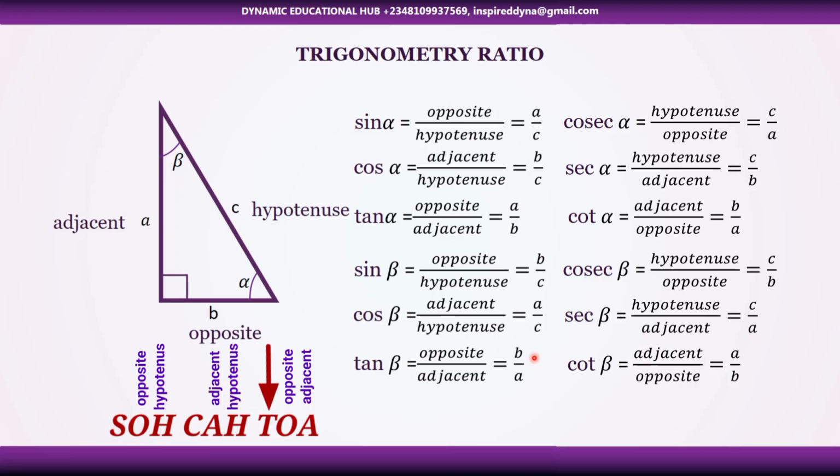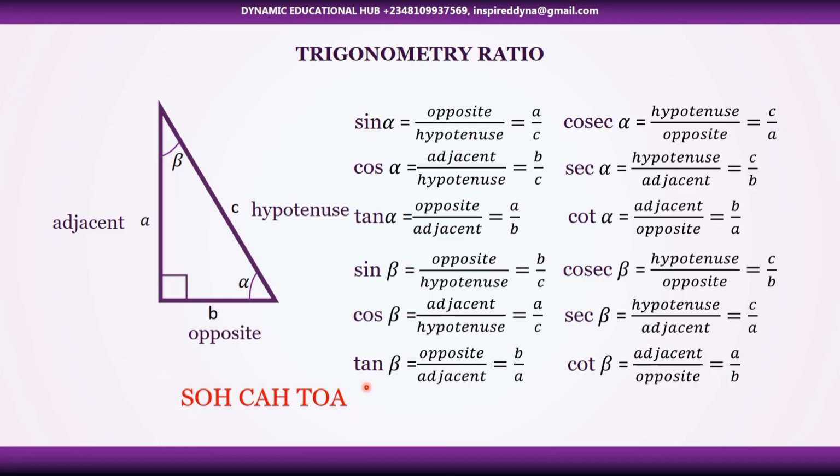And TOA, which means tan, and tan is opposite over adjacent. Now there is another one which is meant for the inverse of this trig ratio, which is quite funny, which looks like a Chinese name, which is SOH CAH. SOH CAH is the inverse of SOH CAH TOA.